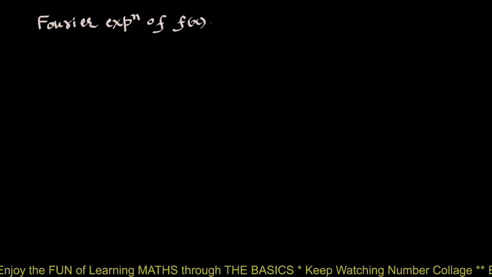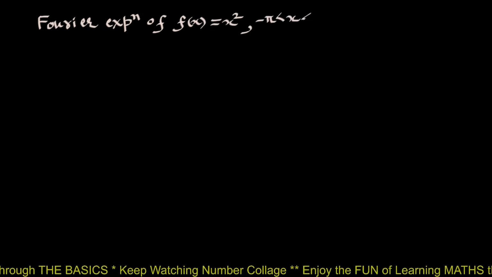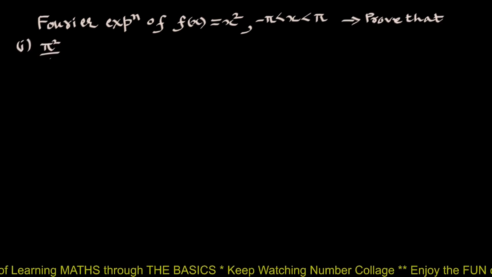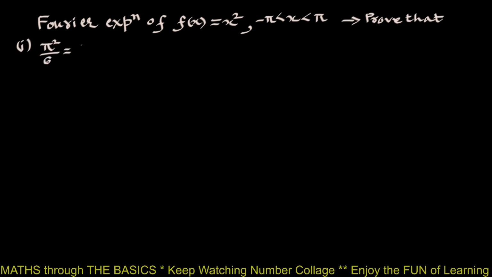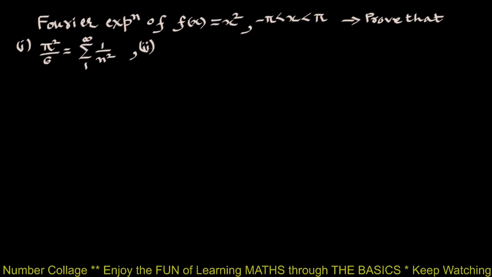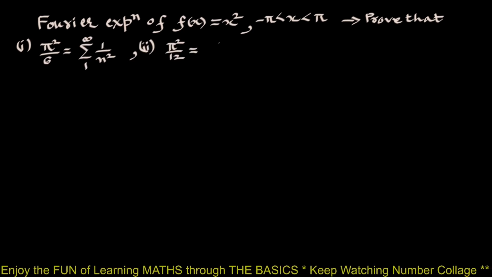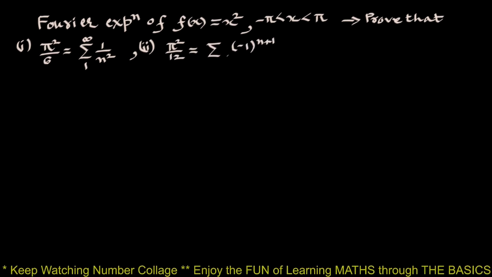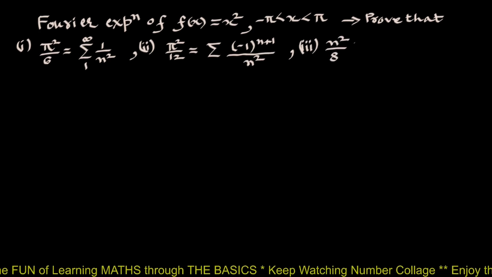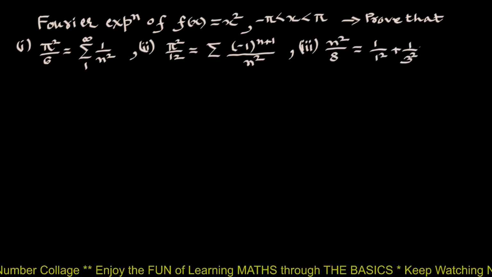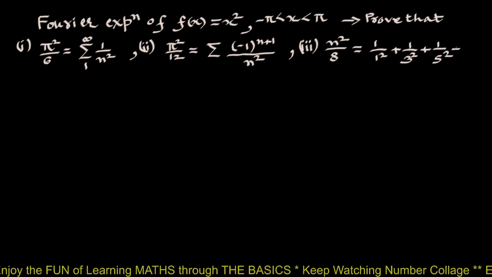Find the Fourier expansion of f(x) equals x square in the interval minus pi to pi, and hence prove that number 1, pi square upon 6 equals summation 1 upon n square from 1 to infinity. Number 2, pi square upon 12 equals summation minus 1 raised to n plus 1 upon n square. Number 3, pi square upon 8 equals 1 upon 1 square plus 1 upon 3 square plus 1 upon 5 square plus so on and so forth.